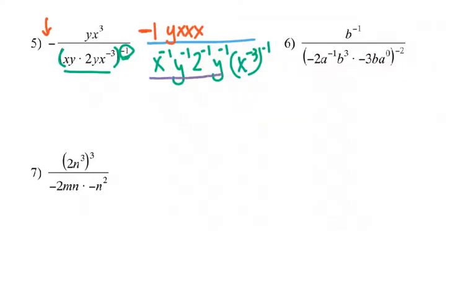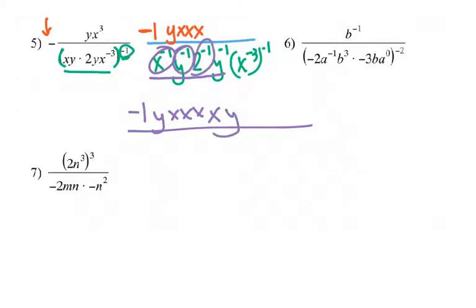Because all of these have negatives, they're all going to move. So I'm going to have the -1, y, x, x, x on the top. And then this one's going to go up there, this one's going to go up there, this one's going to go up there, and this one. And so once I move it, I don't have that negative anymore. Now keep in mind, I still have this because that's a different kind of negative. That's not an exponent.